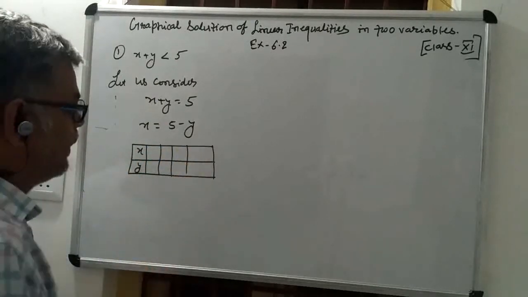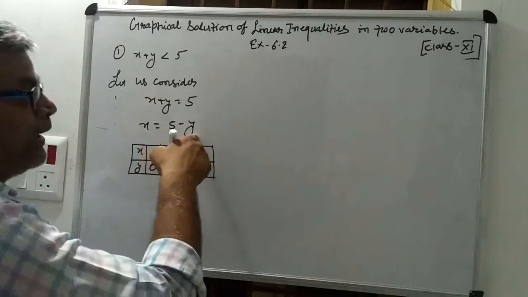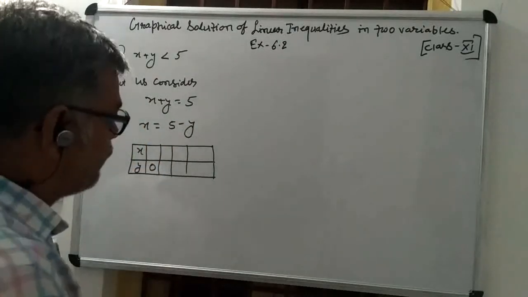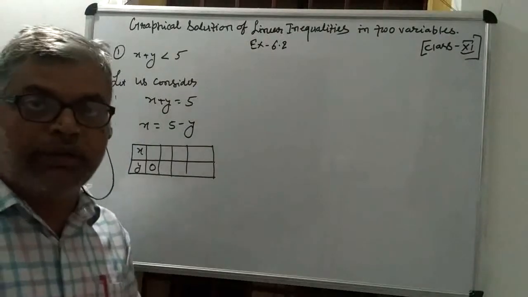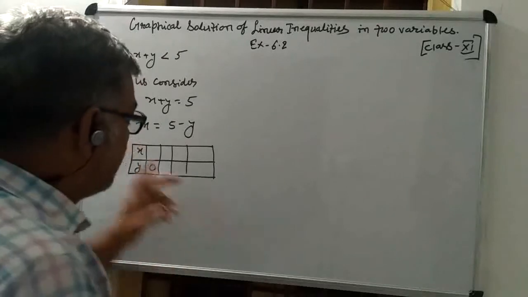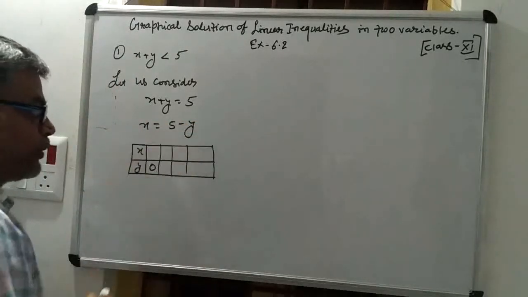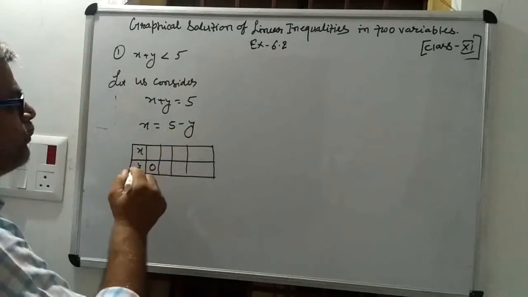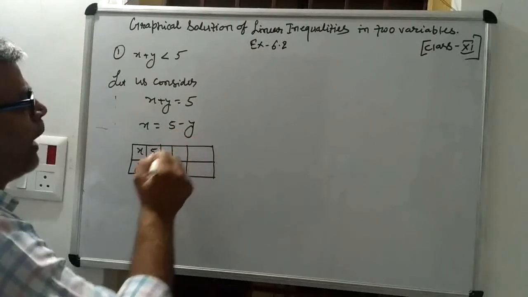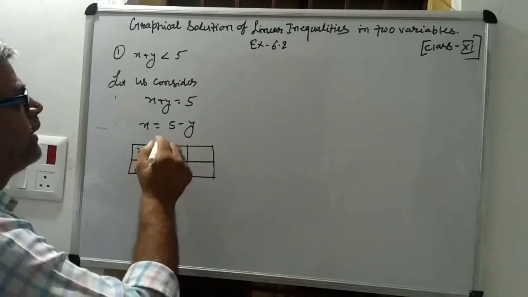So making the table, suppose we take y equals to 0. Here y is the independent variable and x is the dependent variable, because the value of x is depending upon the value of y. So this y is called the independent variable and this x is called the dependent variable. So when you put y equals to 0, then you will get x equals to 5, and when you put y equals to 5, then x equals to 0.